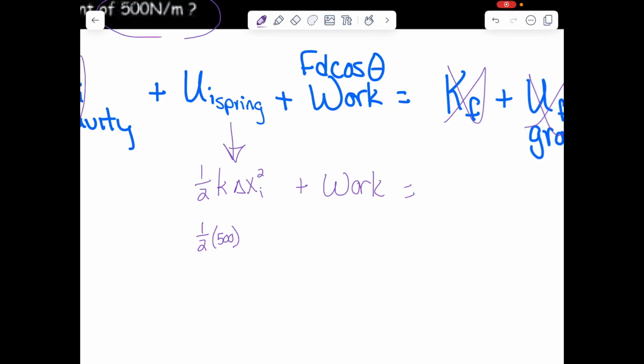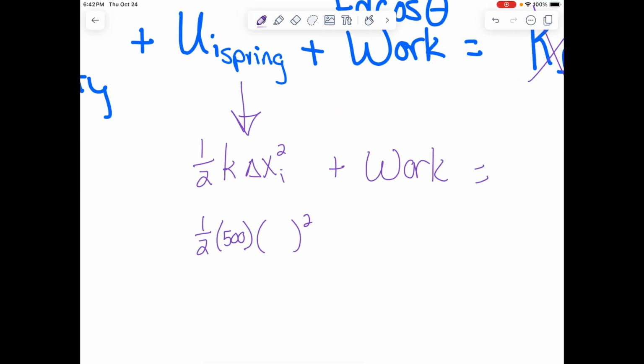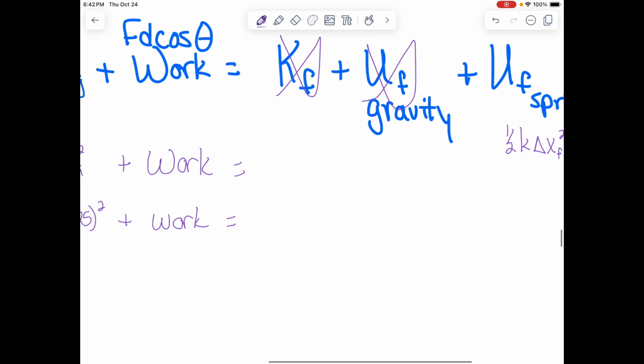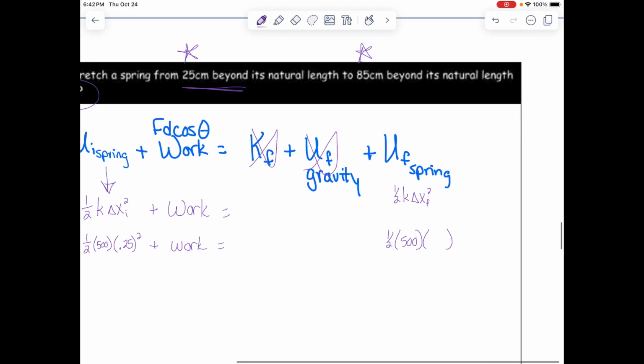All right, now the very beginning spot. See how it's 25 centimeters beyond its natural? What is that in terms of meters? We have to go to meters. 0.25? Yes. So it starts at 0.25 away from its natural state. Some work is done to it, and so we're going to stretch it some more. What is 1/2 the spring constant? It doesn't change for the spring. What's its new distance away? Do you remember? Is it 0.85? Yeah.